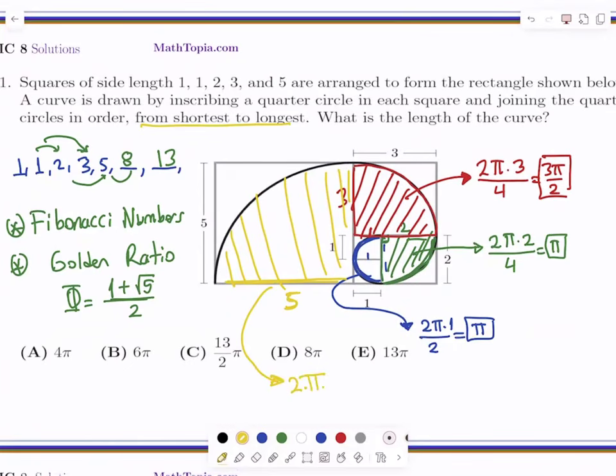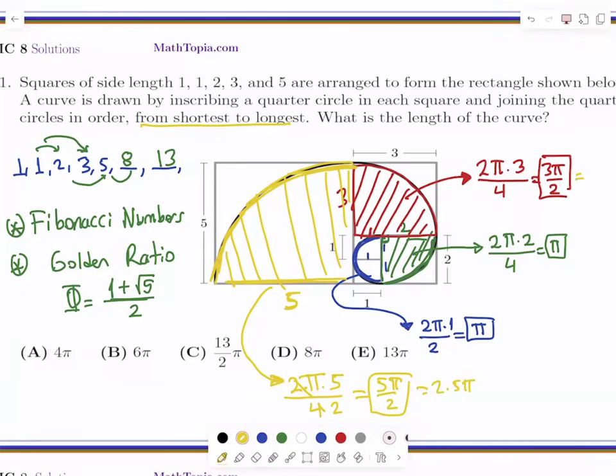2 pi times 5 divided by 4. Just making sure we are not doing the area. I shaded something to make it clear, right? We are trying to get this curve length, right? Yeah. Okay, good. What is it going to be, Yusuf? 5 pi over 2. So technically this is 2.5 pi, right?